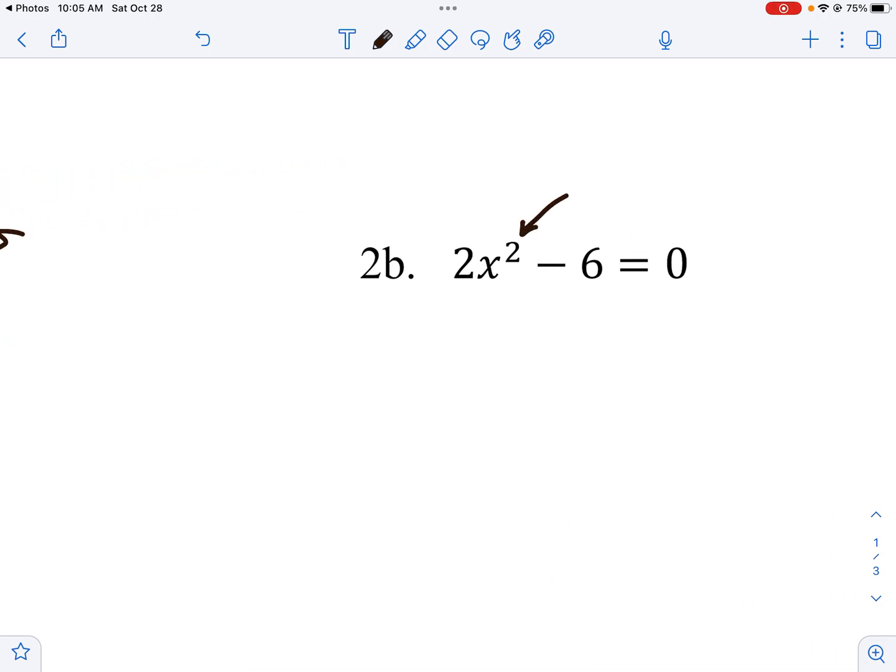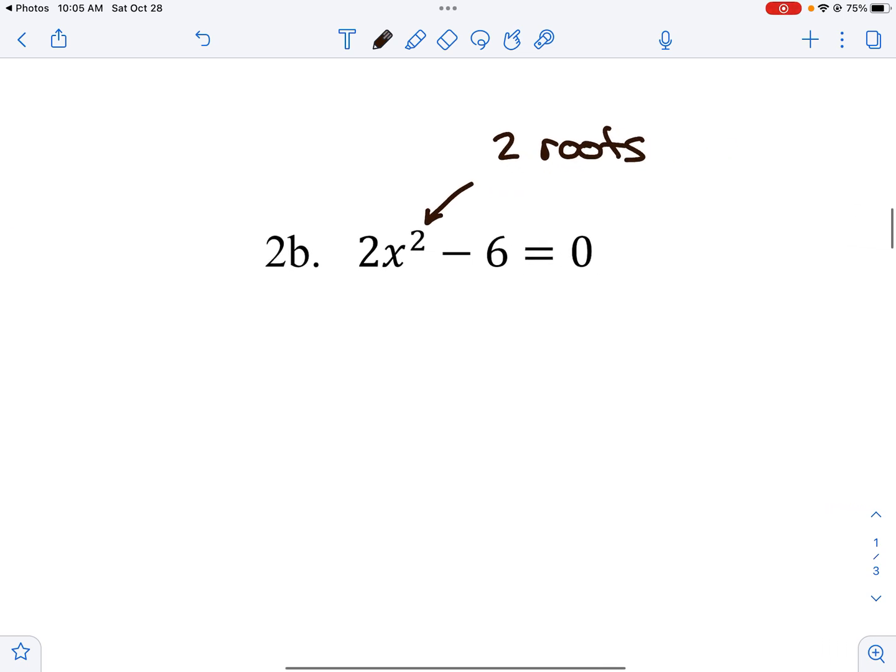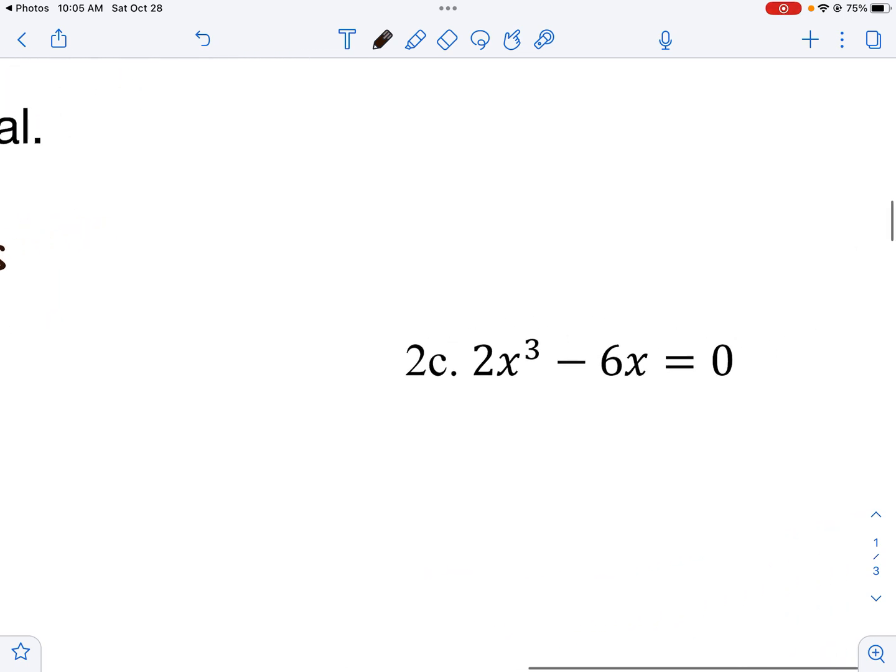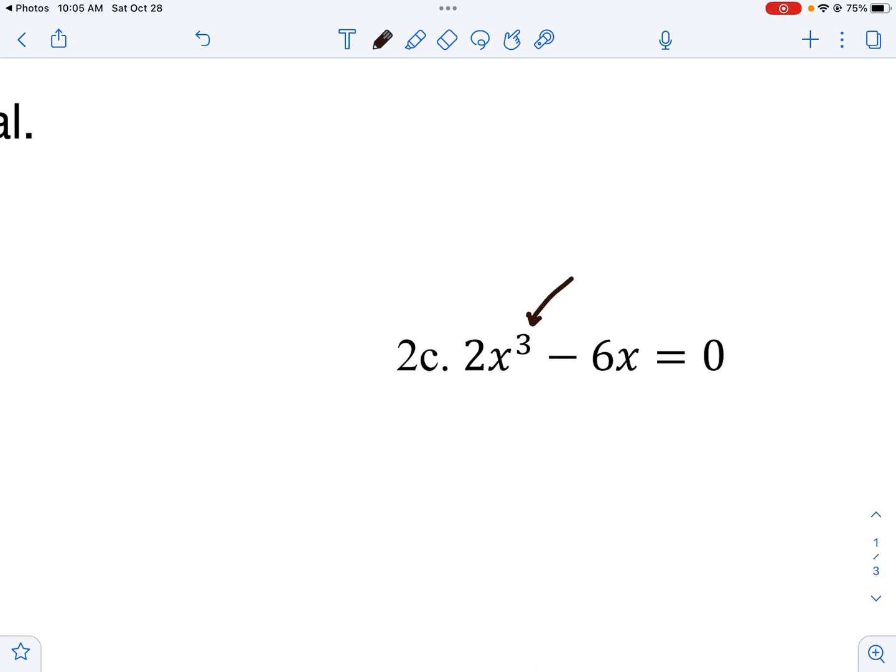Here's a quadratic. The degree is 2. So that tells me there are going to be 2 roots. Sometimes they're x-intercepts. Sometimes they're complex conjugate pairs. They're values that drive the polynomial to 0. Here, the degree is 3. So we're expecting 3 roots, or 3 answers.